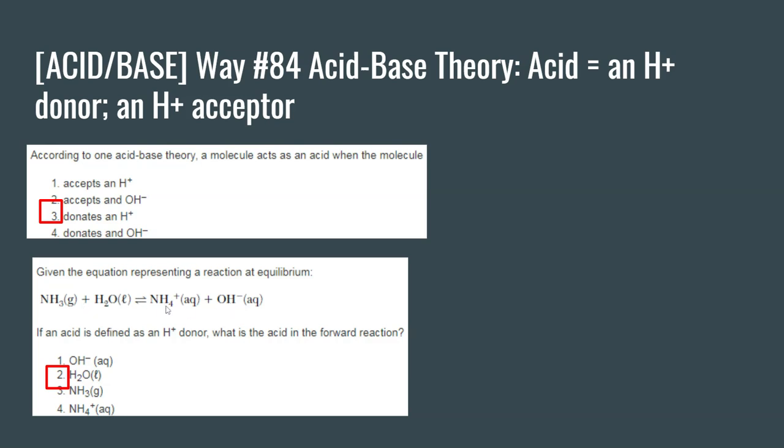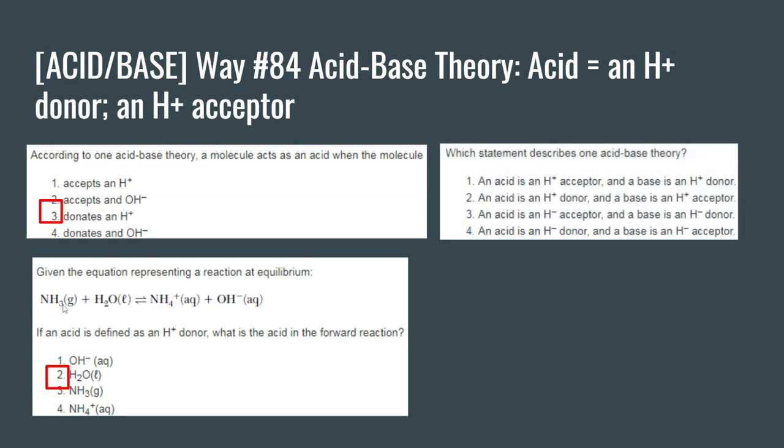If we're looking at the forward reaction, H from the H2O is donated to the NH3. Because this is the donor, this is the acid. Because this is the acceptor, this is the base. Which statement describes one acid-base theory? Remember, the acid, according to this acid-base theory, is always the proton donor, and the base is always the proton acceptor. This is the only way it's defined.